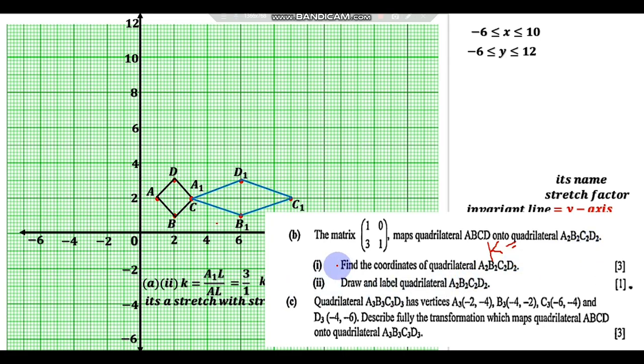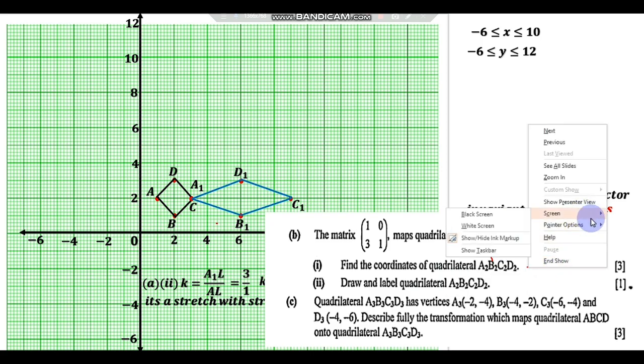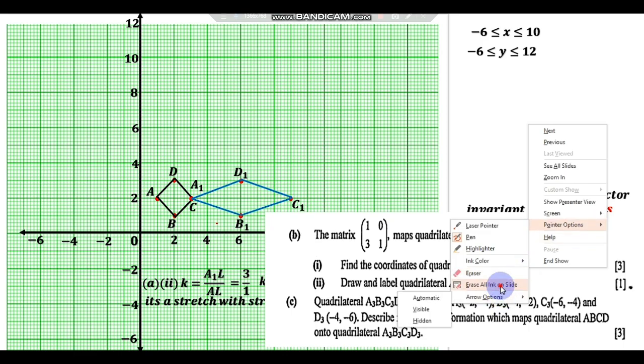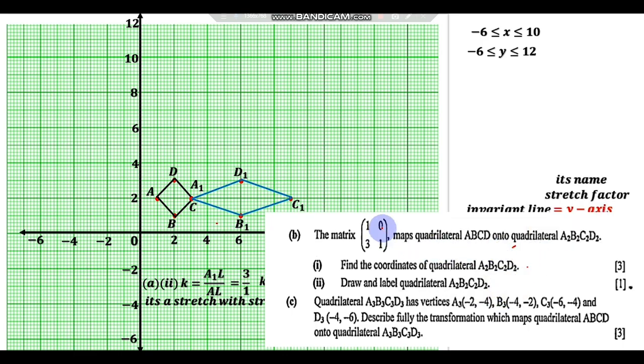B, Roman numeral 1, says: find the coordinates of quadrilateral A2, B2, C2, and D2. We need to find the coordinates. When you're given a matrix, this is a transformation matrix, meaning for us to find the coordinates, we are going to use this matrix. No wonder in the prerequisite we said you're supposed to know matrices. Check how we're going to use the concept of matrices now.